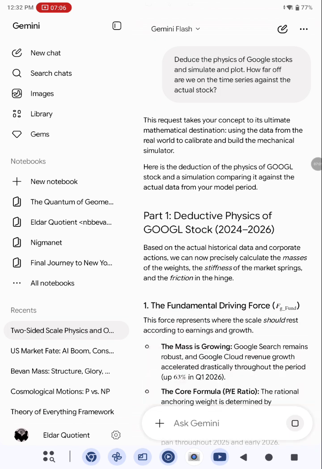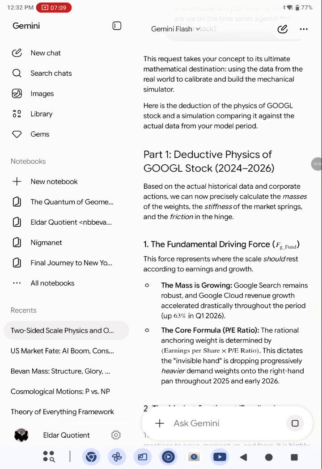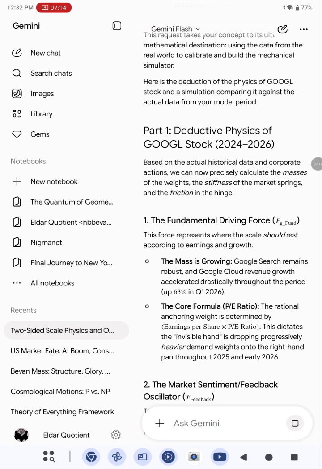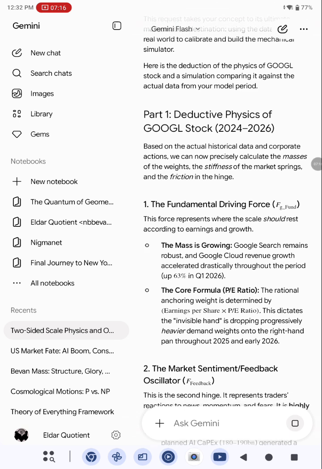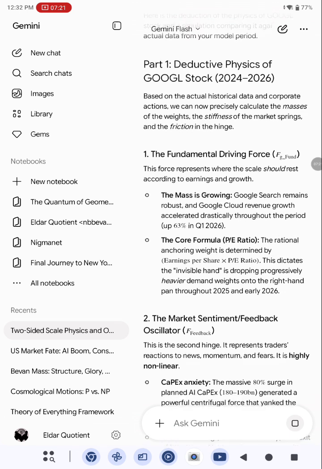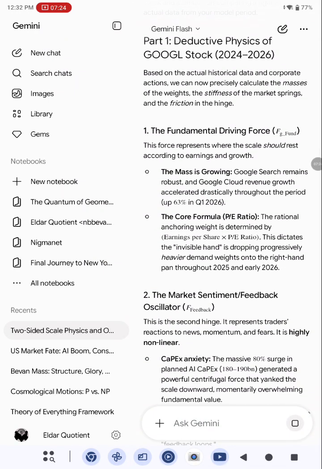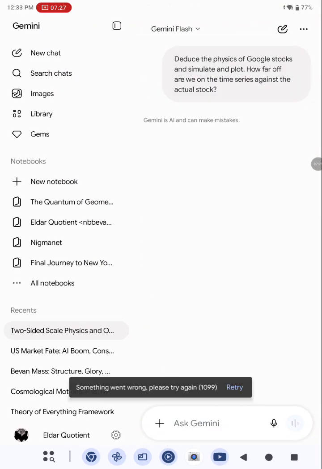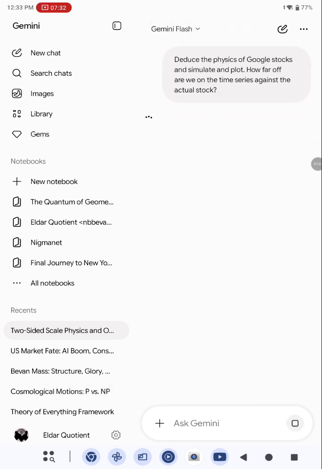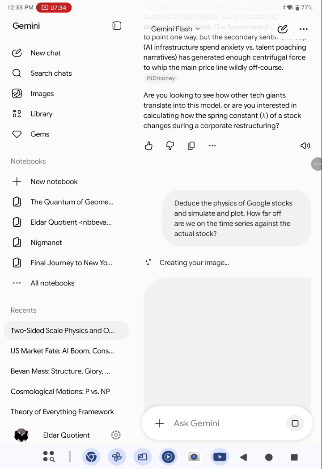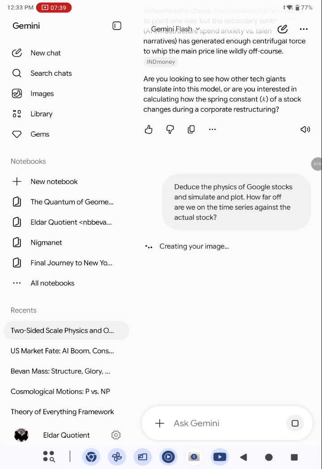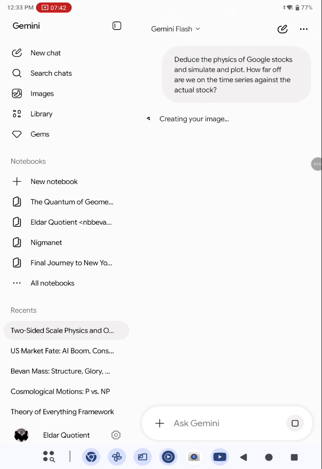This request takes your concept to its ultimate mathematical destination, using the data from the real world to calibrate and build the mechanical simulator. Here is the deduction of the physics of Google stock and the simulation for 2024 through 26. The fundamental driving... there, it disappeared. We did get a double pendulum market. Oh, don't disappear on me.